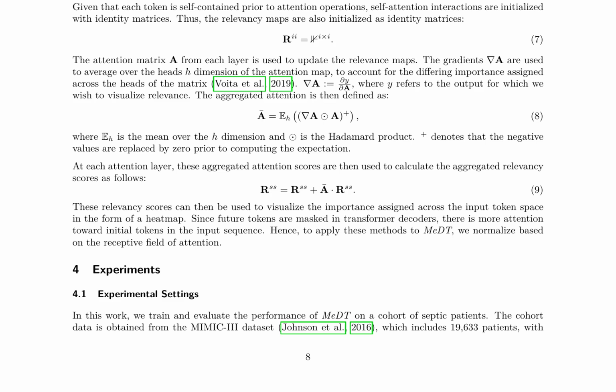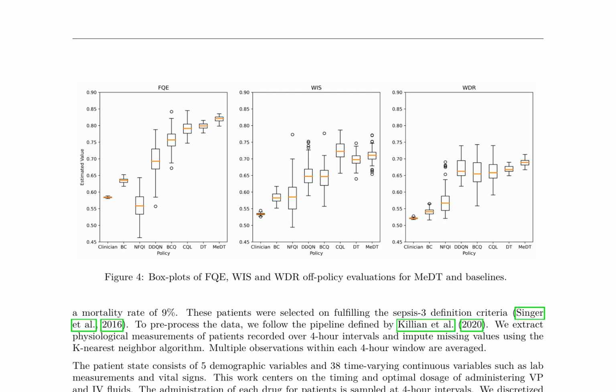The use of transformer interpretability methods enables the visualization of relevance scores, crucial in understanding the model's decision-making process and identifying potential biases. The proposed MeDT approach is evaluated on a real-world dataset of patients with sepsis, characterized by a mortality rate of 9%. This dataset undergoes preprocessing according to the pipeline defined by Killian et al. 2020, involving the extraction of physiological measurements, imputation of missing values using the nearest neighbor algorithm, and averaging multiple observations within each 4-hour window.